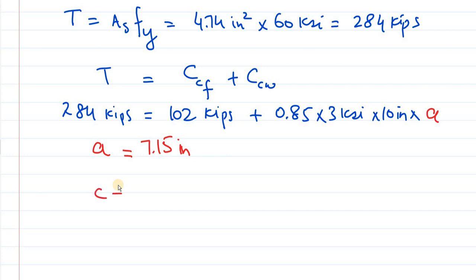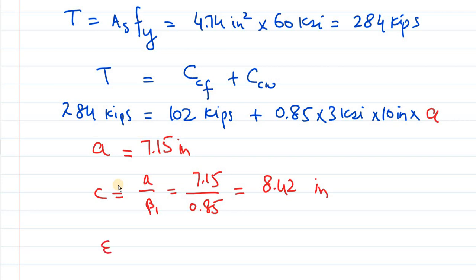So C would be A over beta 1, so 7.15 over 0.85. This becomes equal to 8.42. In this case, FC prime is 3000 psi, and for that range up to 4000 psi, beta 1 remains equal to 0.85. So C is 8.42 inch.